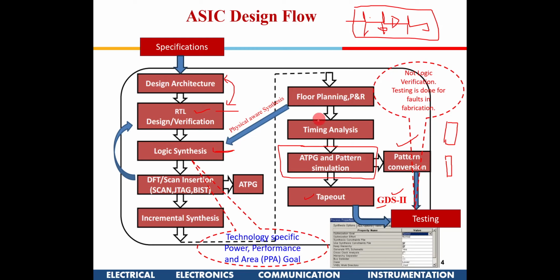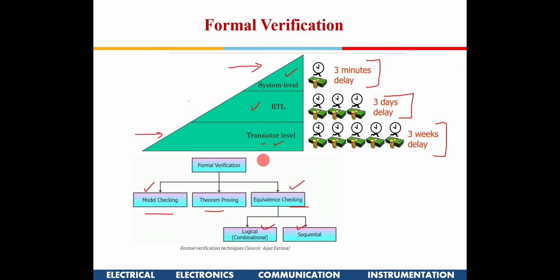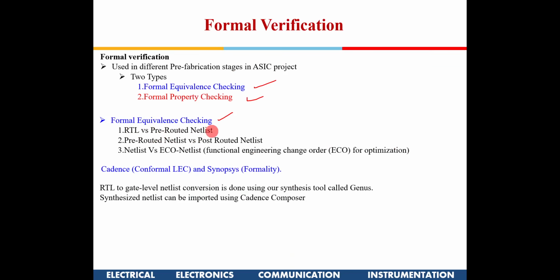Okay, and then you do the floor planning, and routing has been done, right? Whatever has been routed and the gate level circuit which was synthesized, after the floor planning, these two circuits have to be the same. So at every level such kind of equivalence checks need to be done. So that is what it does: RTL to pre-routed, where pre-routed means before routing, then pre-routed versus post-routed, and netlist versus ECO netlist.